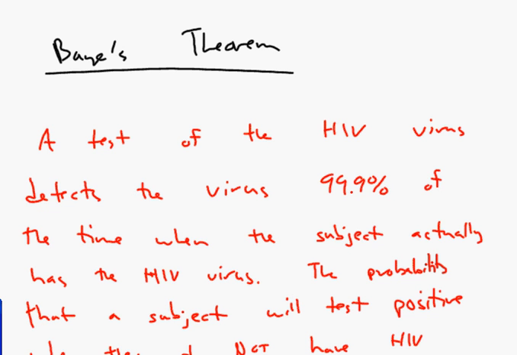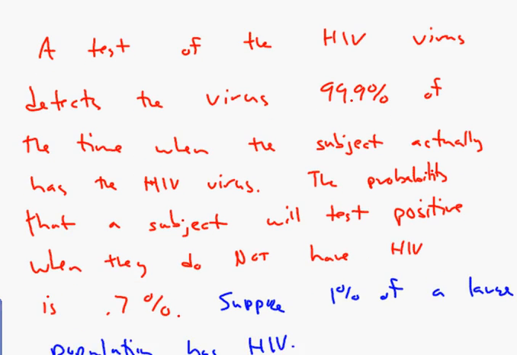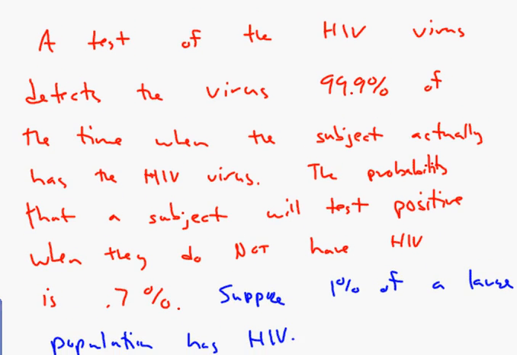I'd like to talk to you about something called Bayes' theorem. And Bayes' theorem has some nice applications in probability. So we're going to start by considering this situation. Right? So a test of the HIV virus.